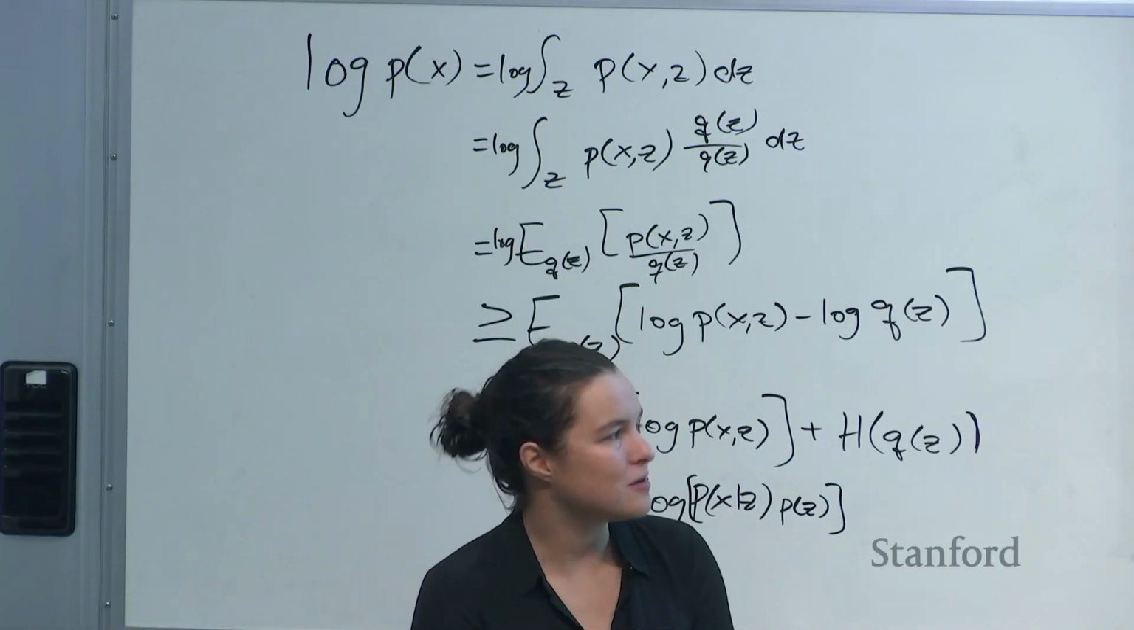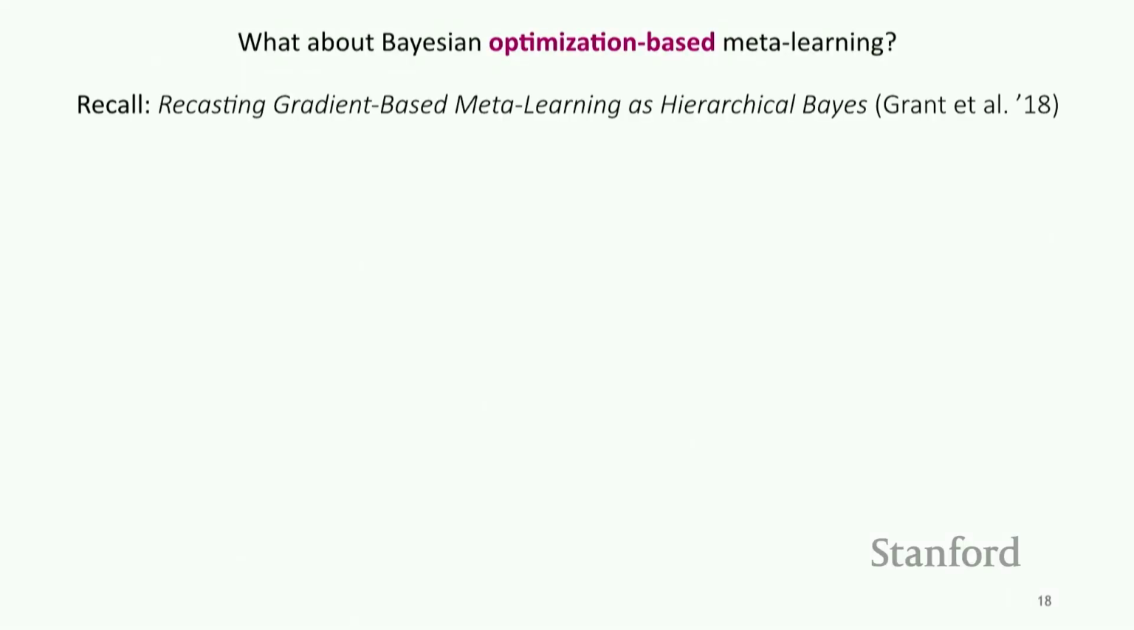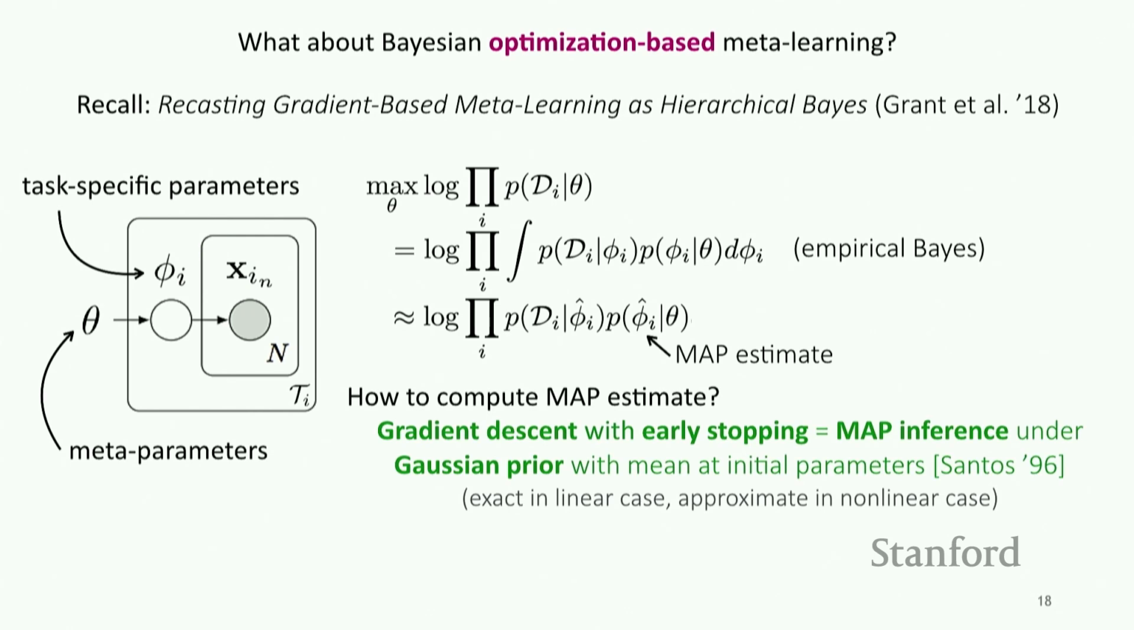So what about optimization-based meta learning approaches? You might say, okay, well, we talked about this a little bit a couple lectures ago, where there was this paper that recasted gradient-based meta learning as inference in this hierarchical Bayesian model. And this was nice in that it provided a Bayesian interpretation of MAML as learning metaparameters such that at test time you're doing MAP inference under a Gaussian prior represented by your metaparameters.